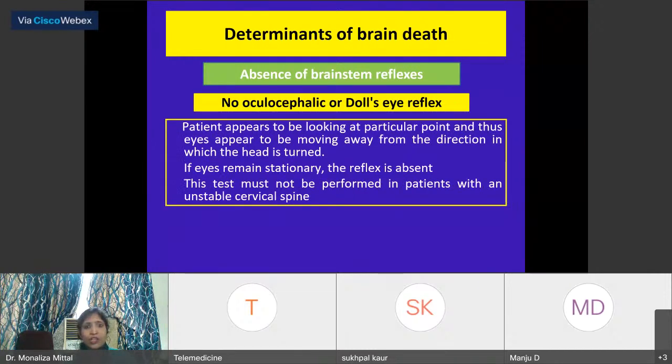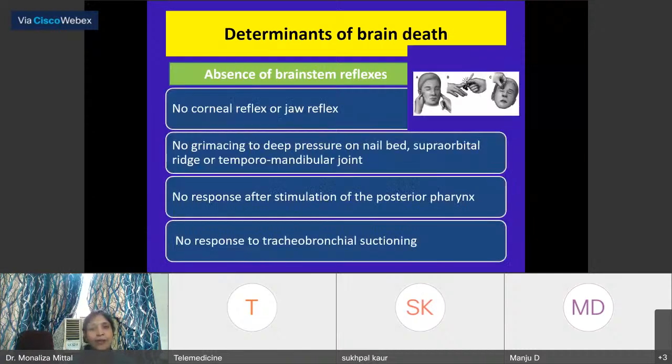Then there will be no oculocephalic or doll's eyes reflex. Here the patient will appear to be looking at a particular point, and his eyes appear to be moving away from the direction in which the head is turned. If the eyes remain stationary, the reflex is absent. And this test must not be performed in patients with an unstable cervical spine.